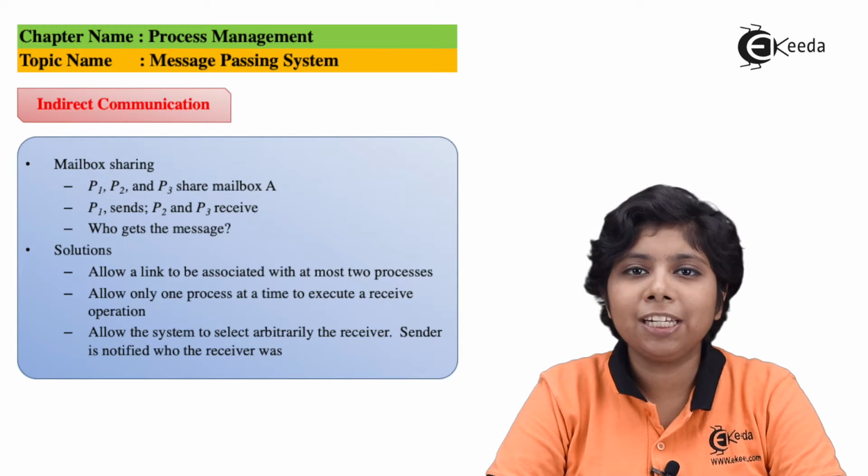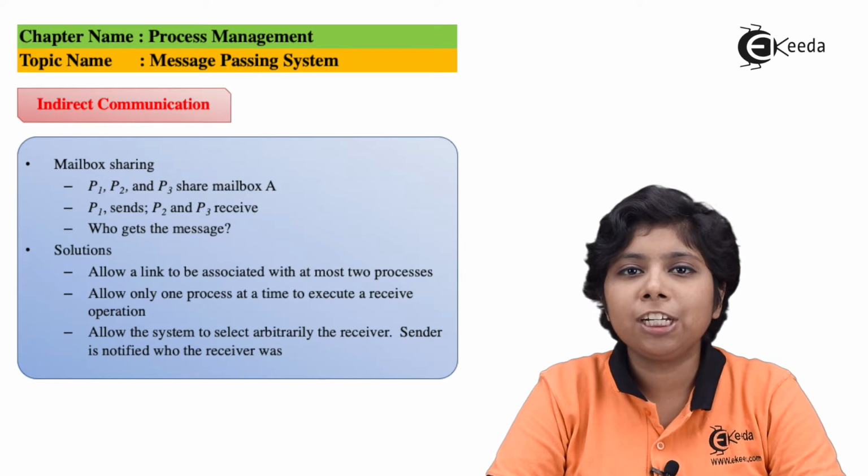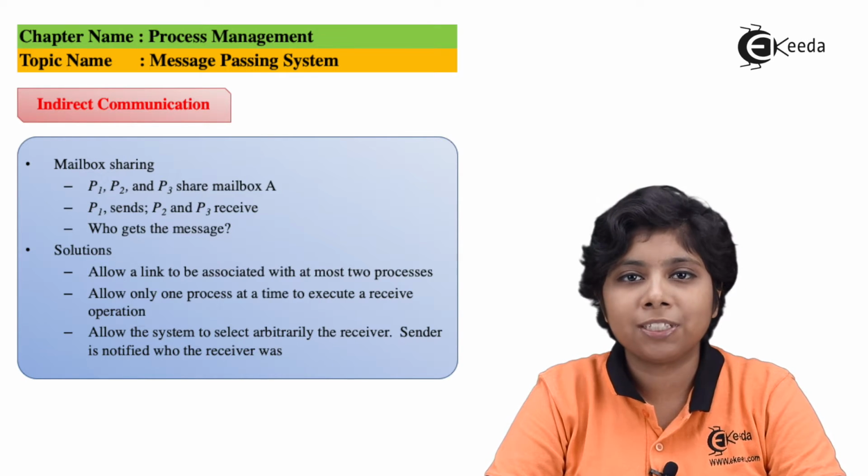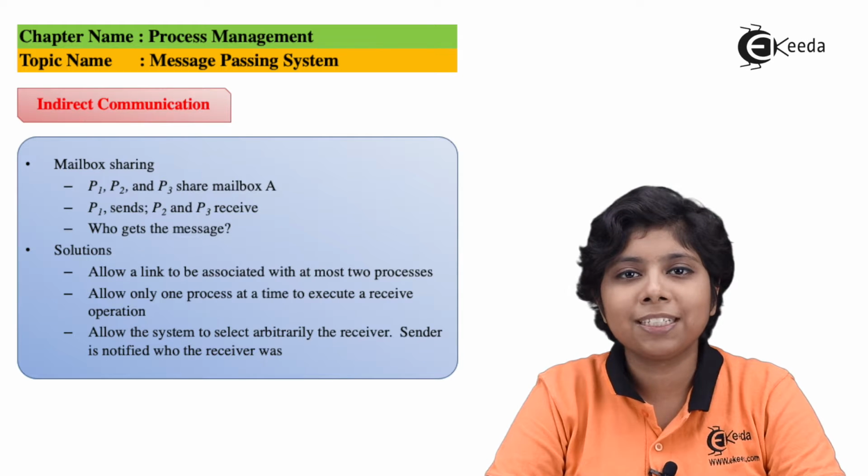Now, for the connection link, there are three properties. The first is that a connection link should be established between two processes, and two or more processes can have more than one link.